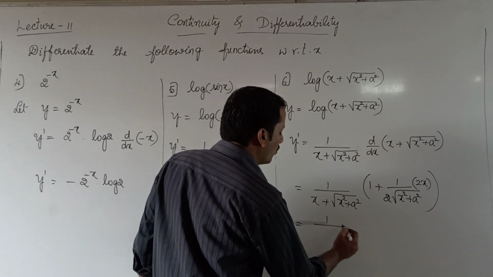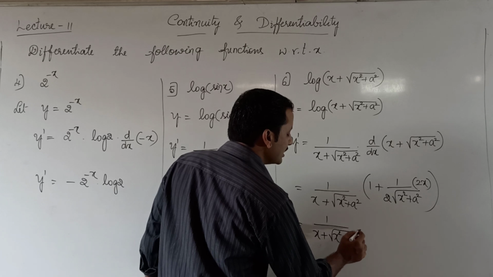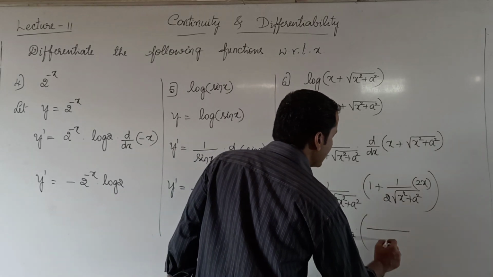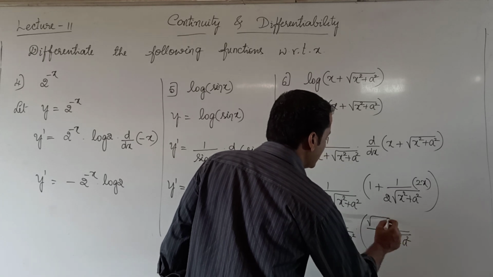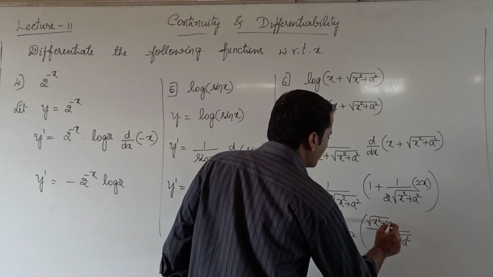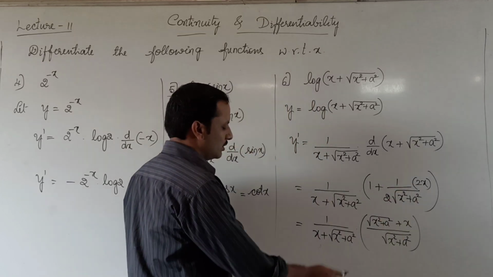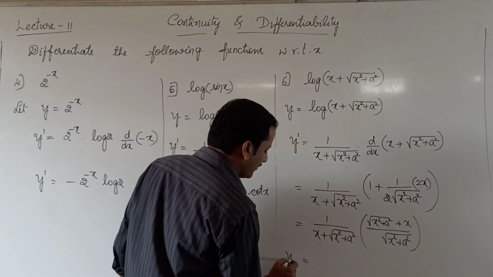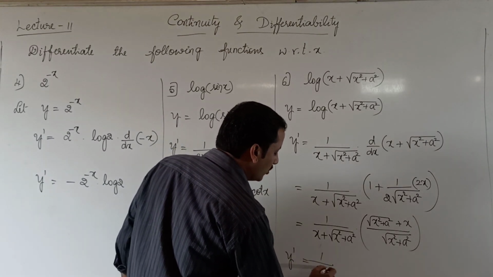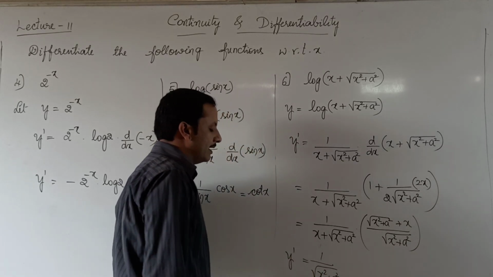So you have 1 by x plus root of x square plus a square. Take LCM here. Root of x square plus a square is LCM. This numerator will become root of x square plus a square plus x here. So that x plus root x square plus a square gets cancelled. Finally, we have y dash is equal to 1 by root x square plus a square.